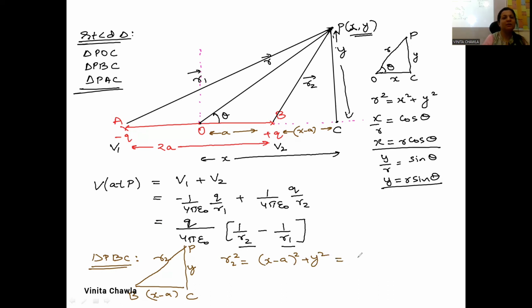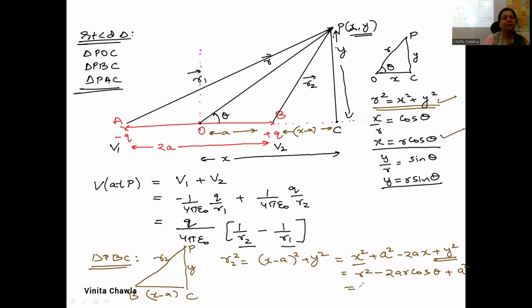A minus B whole square is A square plus B square minus 2AB, and then we write this plus Y square. This X square plus Y square, we have written already, is R square. So we can write R square plus A square. And now we have this minus 2AX. What is X? X is R cos theta. So we can write minus 2AR cos theta. And here we have plus A square. This is R2 square.